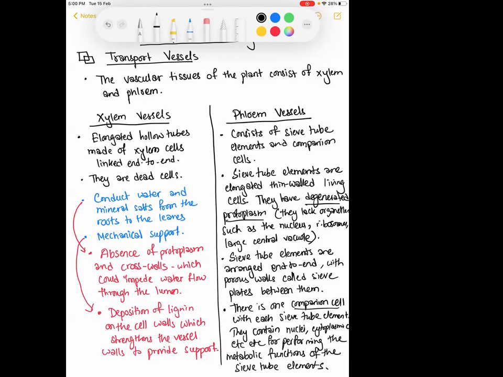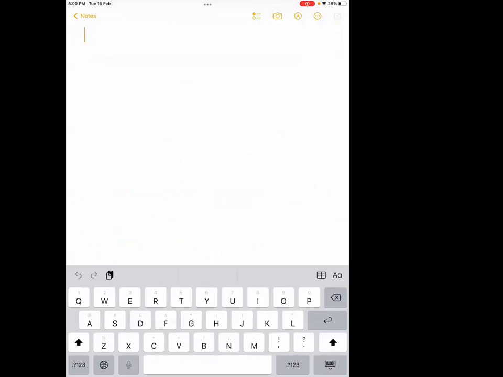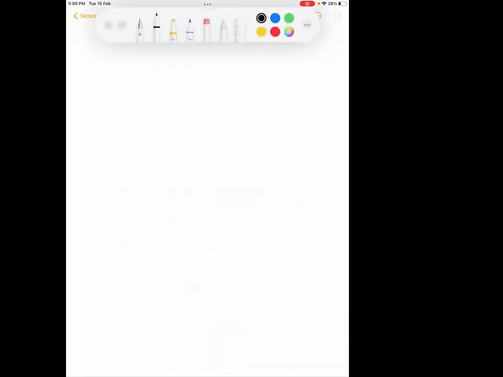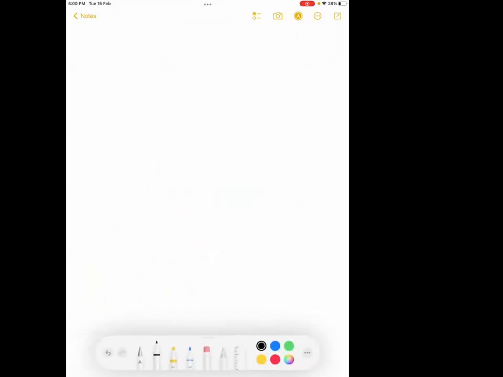I'm done. Okay. Now, I'm going to still write about the phloem, but I was done with the xylem in the previous page, so I'm just going to continue with the phloem.